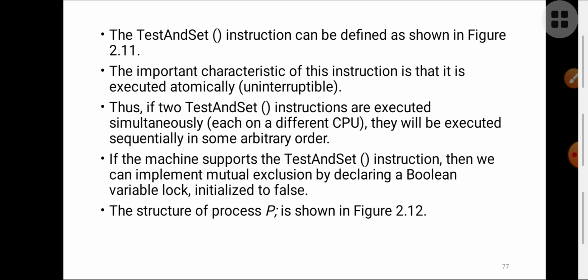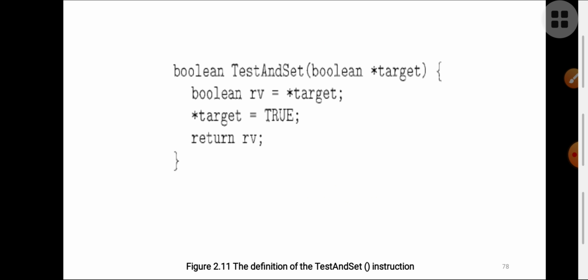Here the test and set instruction is defined as shown in this figure. That is boolean test and set. Just see, it is a boolean type of instruction. Boolean star target means target is a pointer variable which stores the address of another variable. So boolean rv is equal to star target, and star target is equal to true. It means if the target value is true, then return that rv.